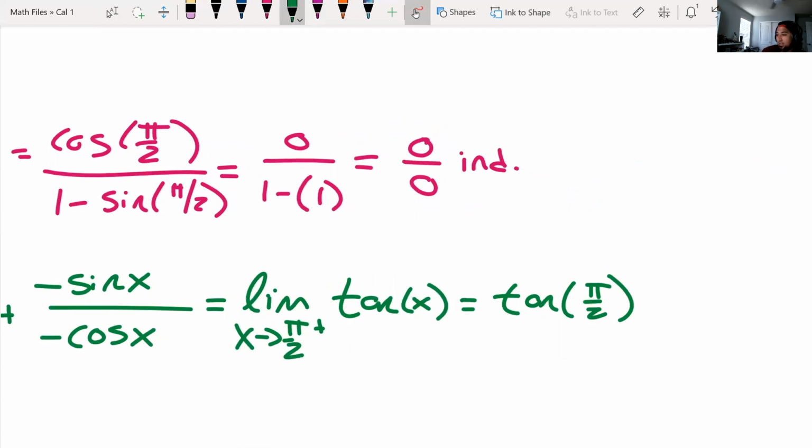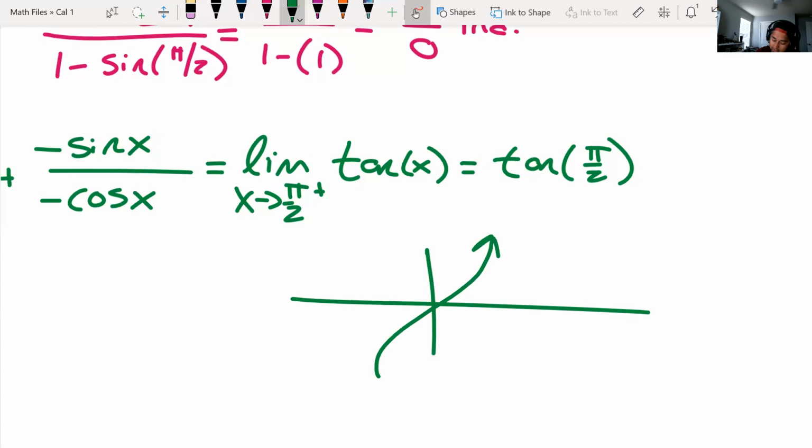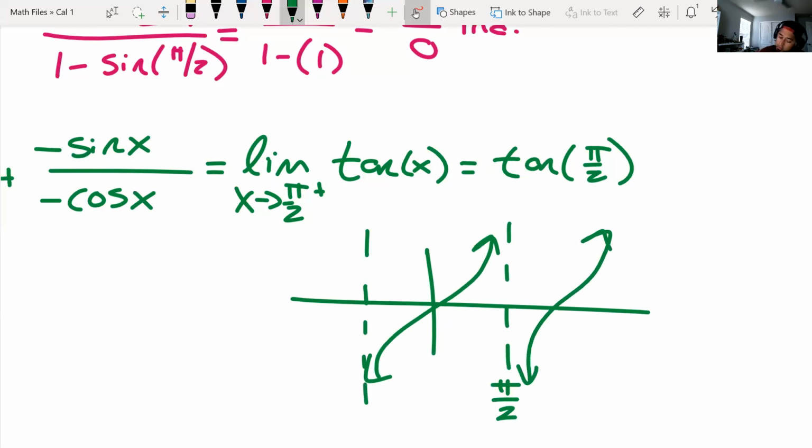Now let's plug it in, and tangent at pi over 2. What is that? 1? No, pi over 2, right? So remember that tangent looks like this, and it has vertical asymptotes at what? Every pi over 2. So if you are approaching pi over 2 from the right, where are we headed? Negative infinity.